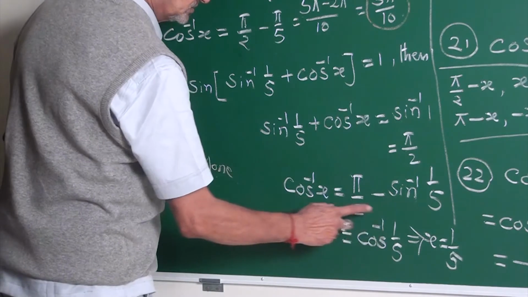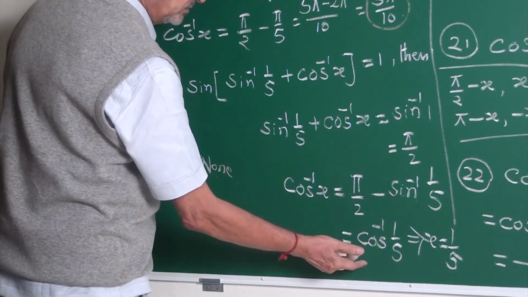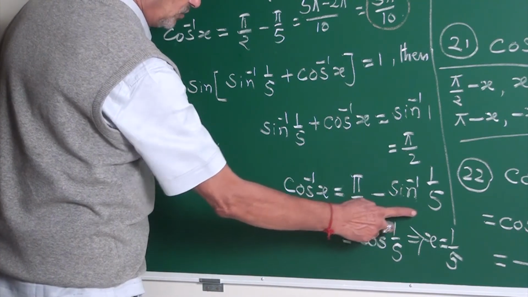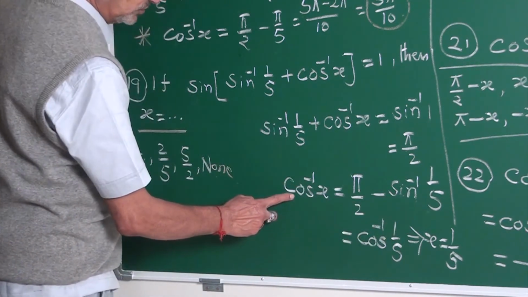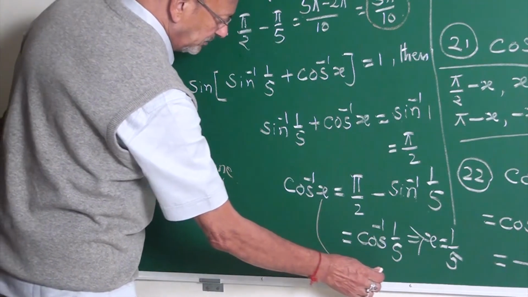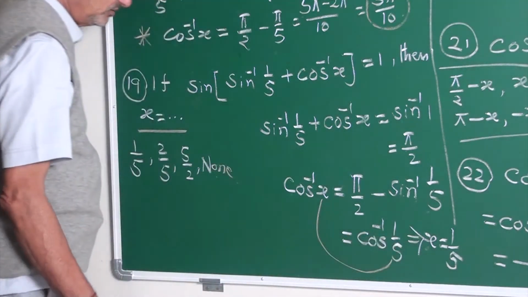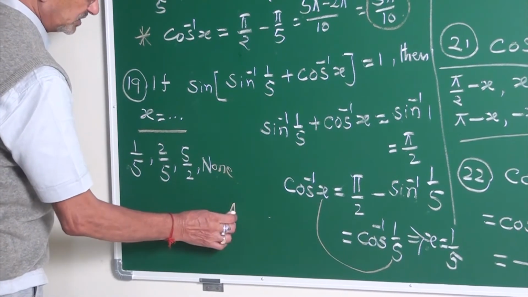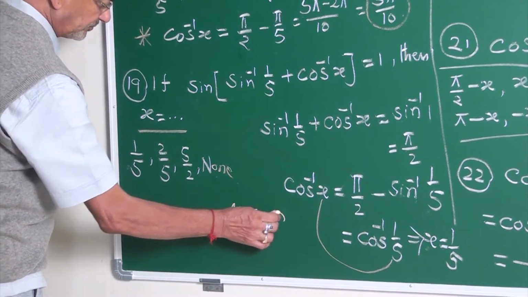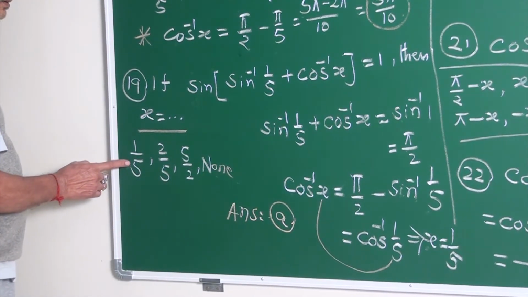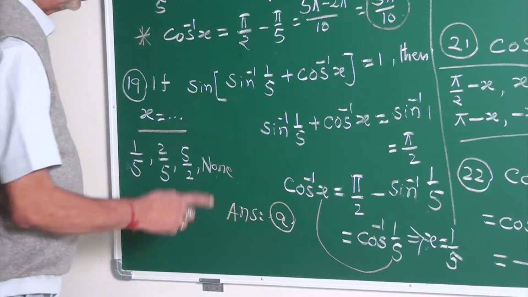Then what is the value of this? Pi by 2 minus sin inverse is the remaining, which is cos inverse 1 by 5. Therefore, cos inverse x equal to cos inverse 1 by 5. So, number equal to number, x is 1 by 5. Then which option is the correct answer? Answer is option A. I hope you understood.